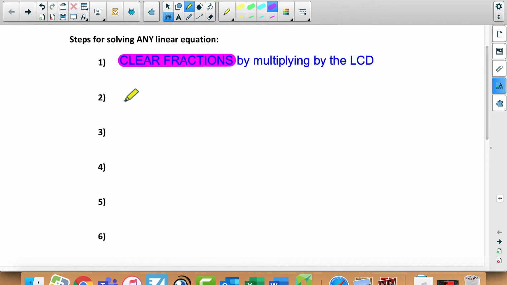So the first thing you're going to do is clear fractions. And you're going to do that by multiplying by the lowest common denominator. That's what we did last time, and we're going to focus on this one as well today because we're going to do more complicated ones.